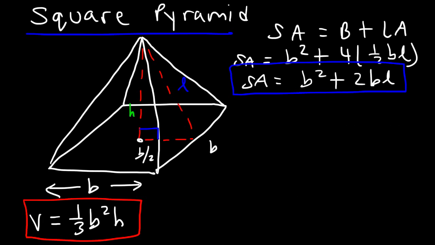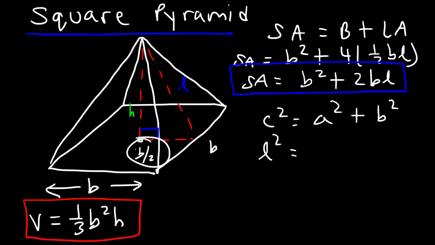Now how can we calculate the slant height? Let's focus on this right triangle. And so c squared is equal to a squared plus b squared, according to the Pythagorean theorem. But c is the slant height, a, which we'll call b over 2, let's square that, and then b will be h.